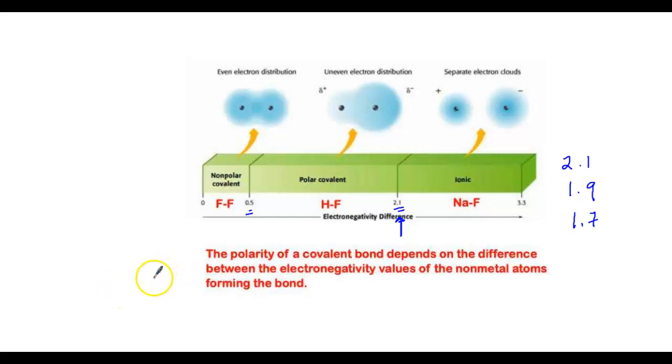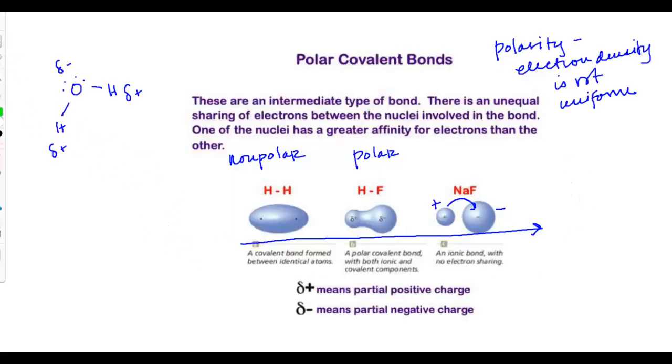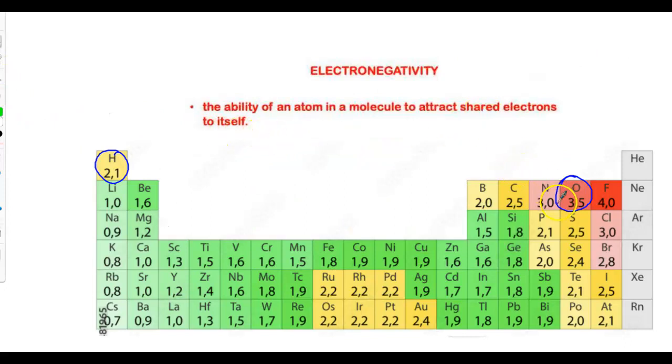Again, the polarity of a covalent bond depends on the difference between the electronegativity values of the nonmetal atoms forming the bond. So in a fluorine-fluorine bond, each fluorine has an electronegativity of 4. That difference is 0, so that is a purely nonpolar covalent bond. But let's see if we can find one that we would consider a nonpolar covalent bond that isn't 0. We want to get to something like 0.4. So here's one, oh no, that's 0.5.